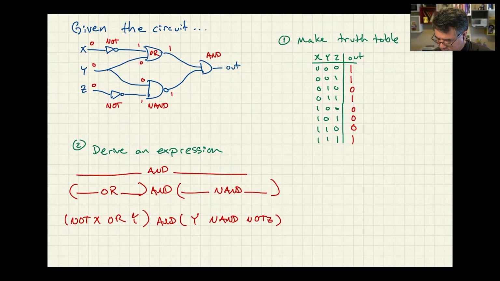If you wanted to, you could further break out this NAND into an AND with a not in front of it, so basically bring the not out in front. But because the circuit itself contains a NAND right here, I'm going to leave it this way. Okay, so that's one skill to develop: start with the circuit, then make the truth table, and then derive an expression.